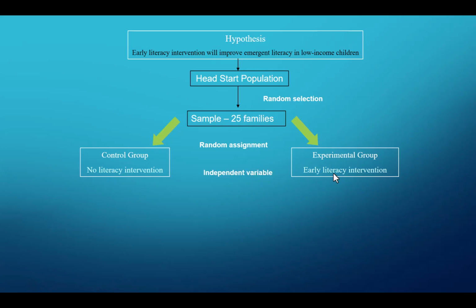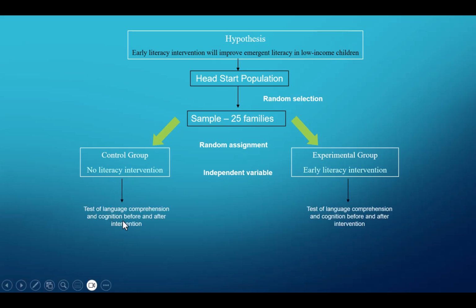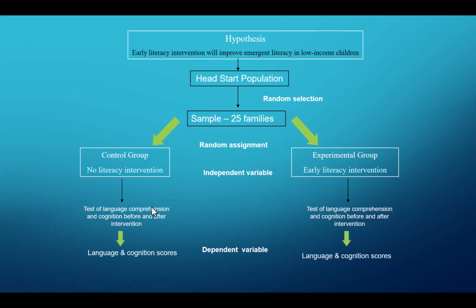That's what we manipulated. We then gave them a test of language comprehension and cognition before and after for both groups. And we compared those scores. That was our dependent variable. We again predicted that the manipulation of the independent variable would have an effect on that dependent variable. And then we performed statistics to see what the differences were.